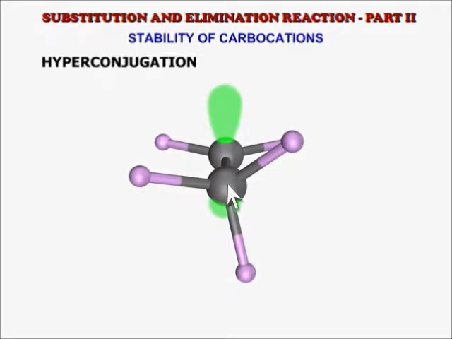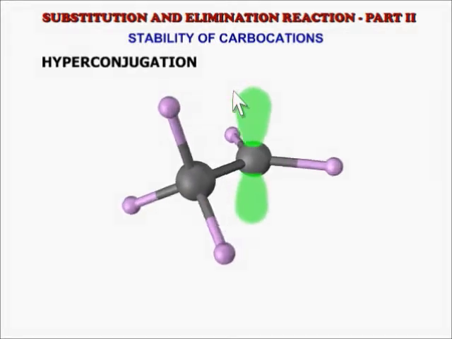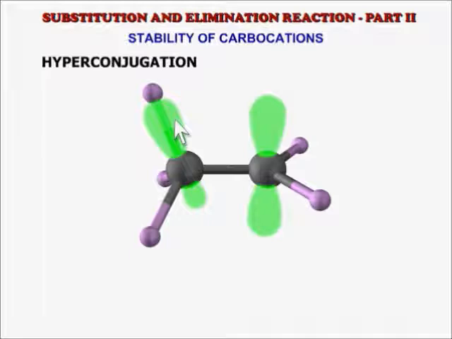The carbon atom attached to the positively charged carbon is sp3 hybridized, and so this carbon is free to rotate about this bond. At a particular conformation, the sp3 hybrid orbital comes in line with the empty p orbital, where the angular separation between the two becomes minimum. Now, these electrons can interact with the empty p orbital.